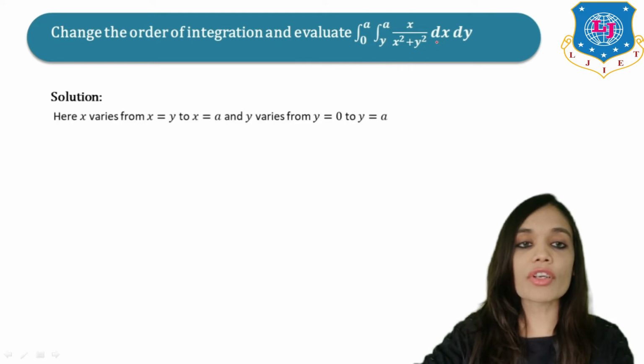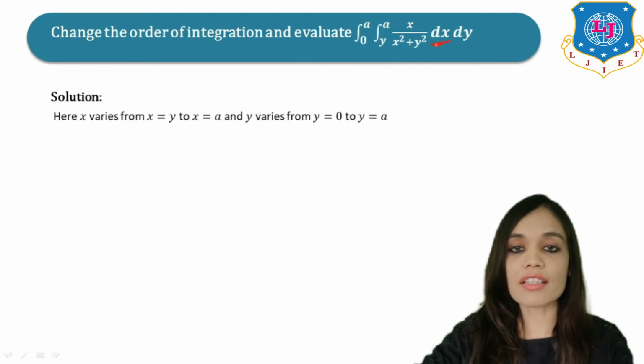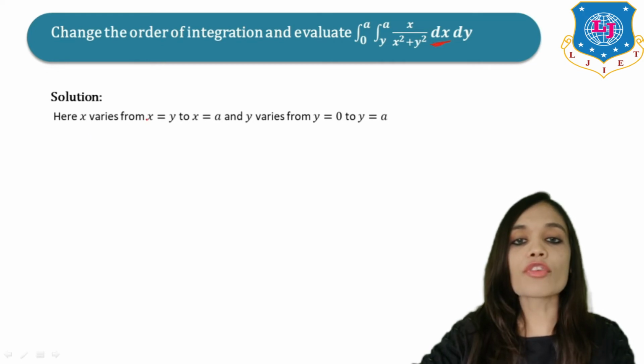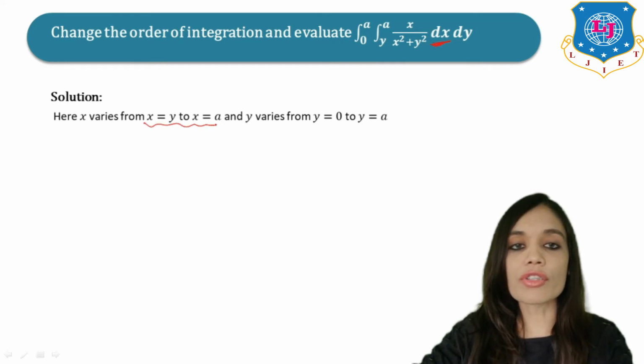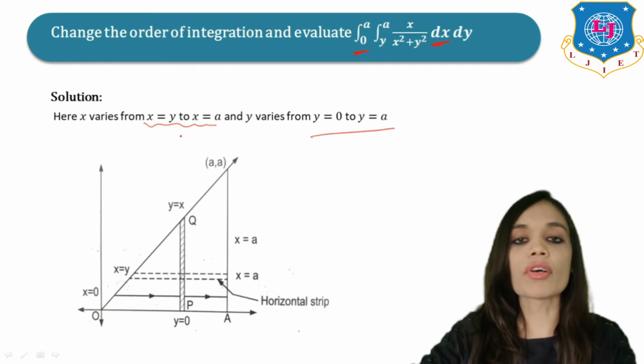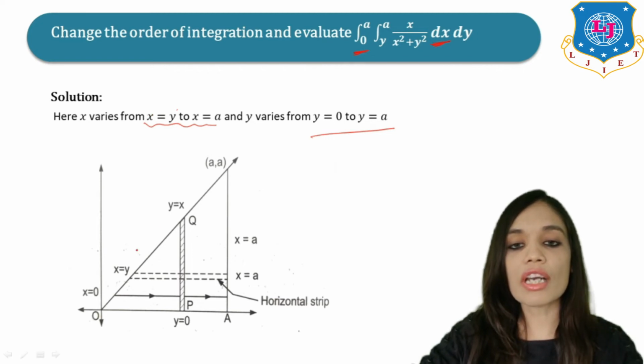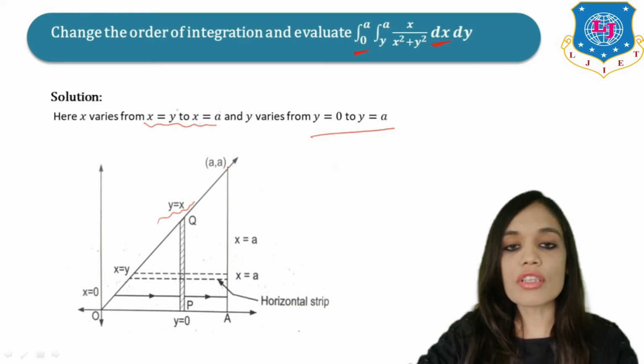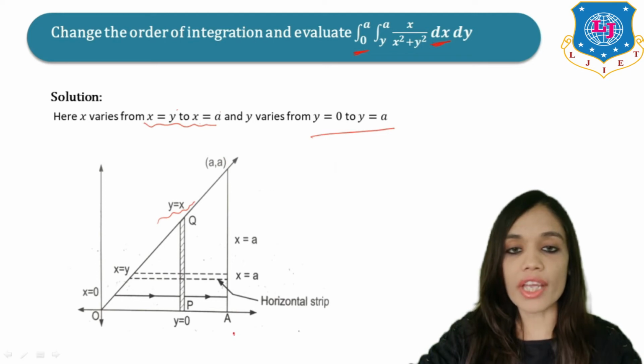So here we are given firstly the limits of x, and they are x from y to x is equal to a, and your limits of y are 0 to a, right? So let us draw all the 4 lines and form our region R. Firstly, let us start drawing x is equal to y. So this is your line x is equal to y. Okay, next draw the line x is equal to a. So this is your line x is equal to a, right?